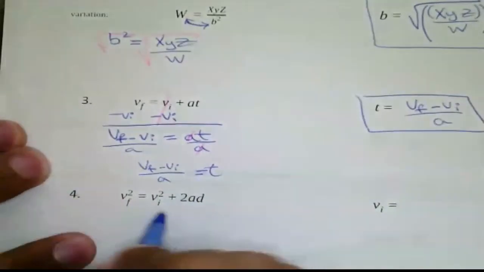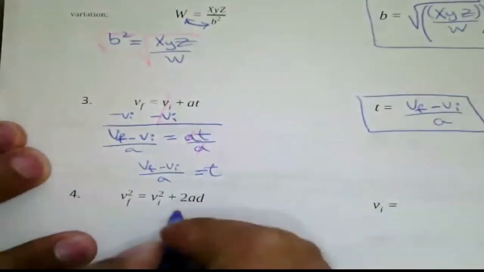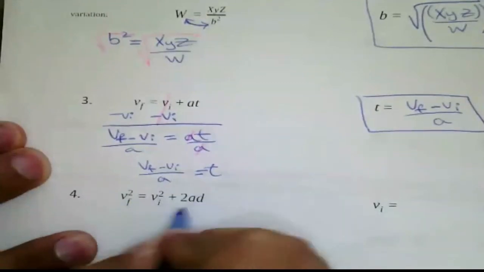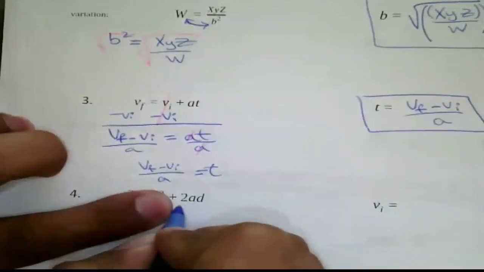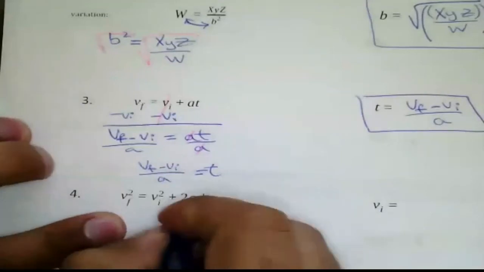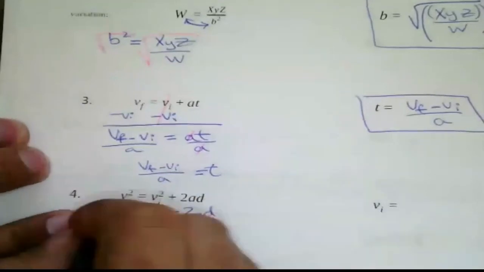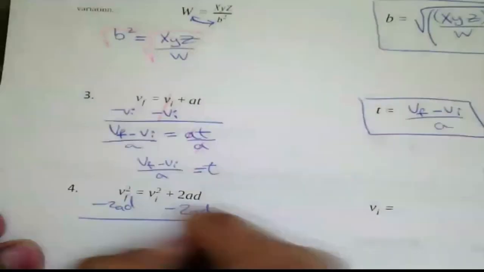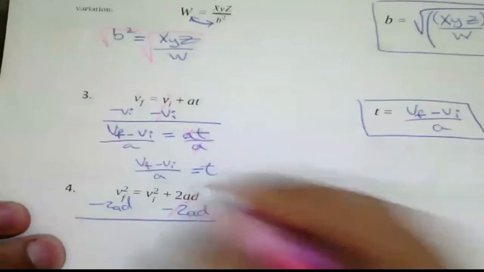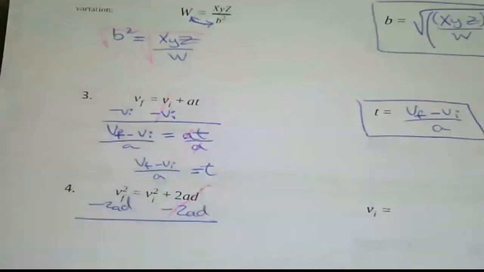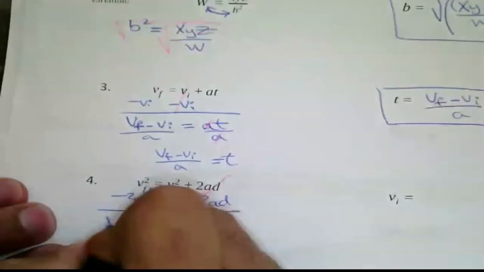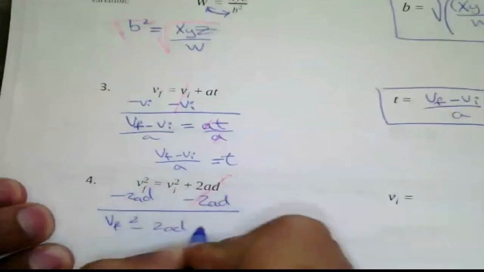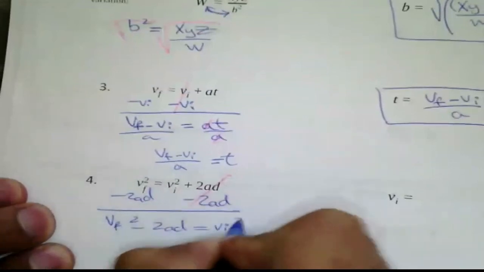Go ahead and get rid of the 2AD by subtracting it. I know these are all being multiplied, but this is one complete set of variables. So we can go ahead and subtract all of that at once. So we're going to subtract 2AD on both sides. We're going to cross these out. We're going to rewrite our equation as VF squared minus 2AD is equal to VI squared.